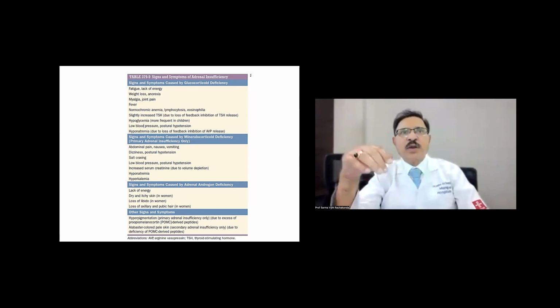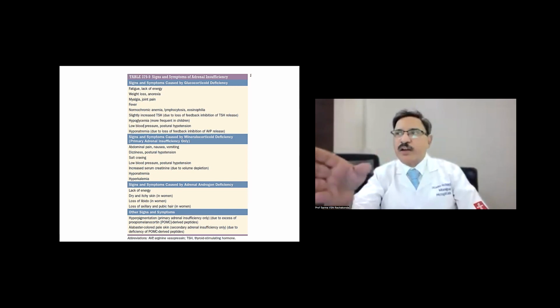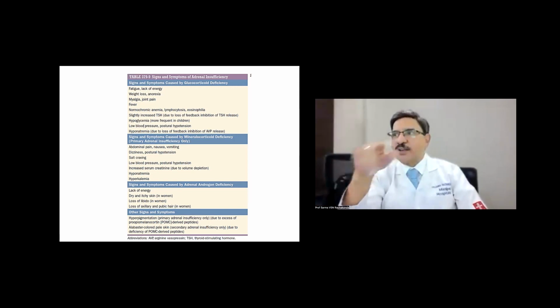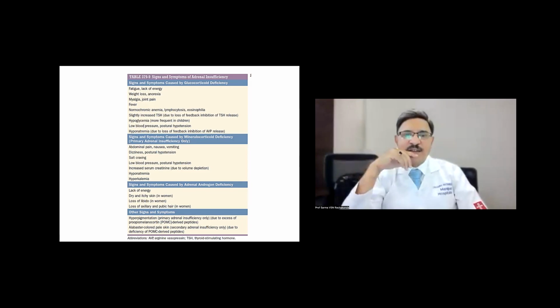ACTH is also a melanocortin-derived peptide hormone, and the side effect of excess ACTH is pigmentation. Okay, so all of these things you do.